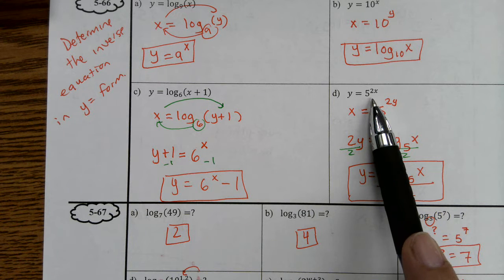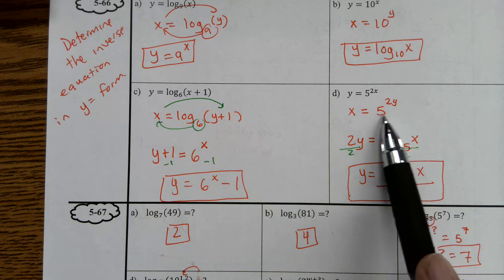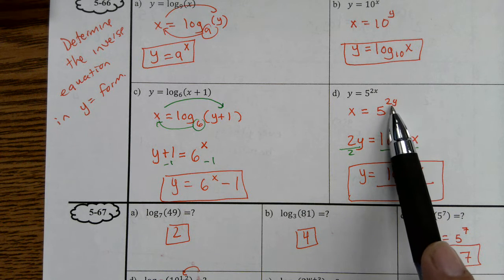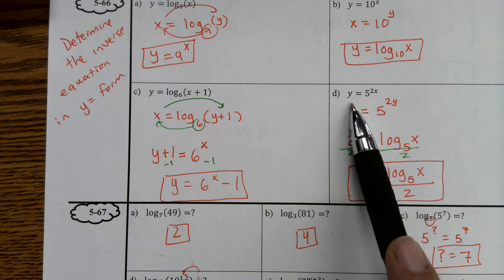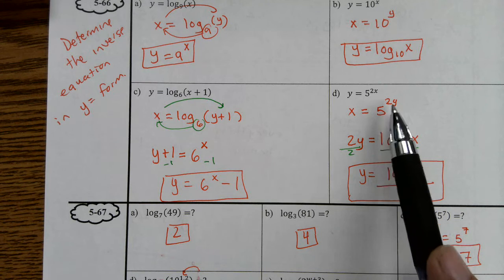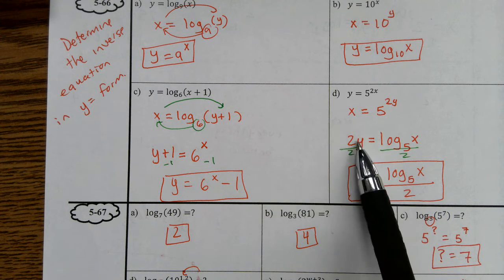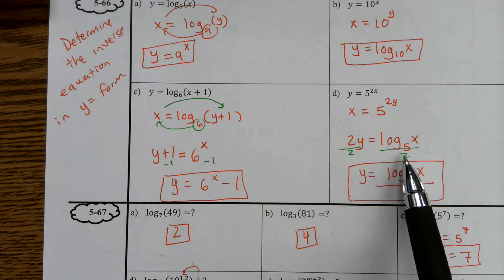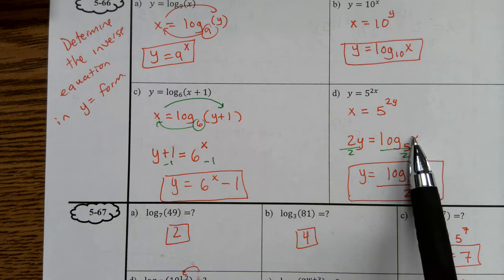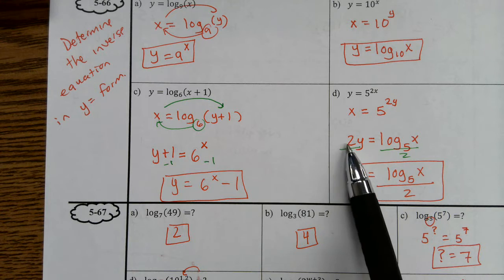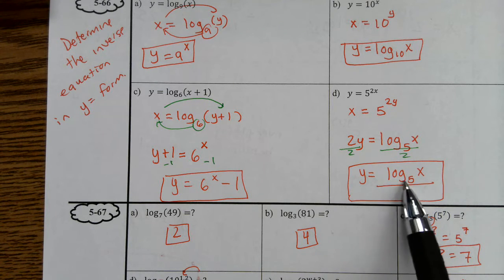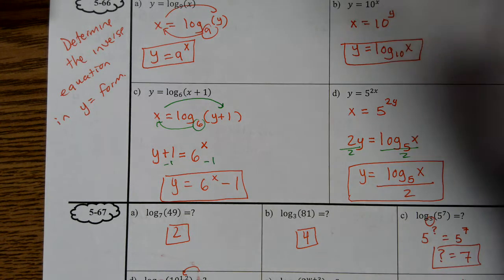Last one, y equals 5 to the power of 2x. Here our exponent is composed of the product of 2 and y. So we change the x's and the y's, and then we write this as a logarithm. Log base 5 of x equals 2y. Okay, 5 to the 2y power equals x. Divide by 2 to isolate y, you get y equals log base 5 of x divided by 2.